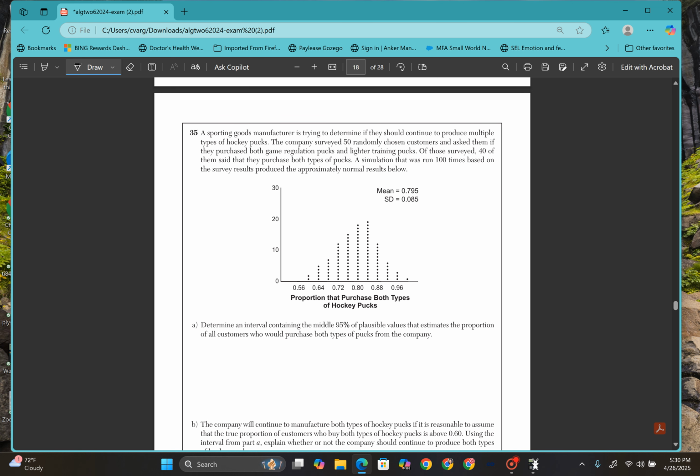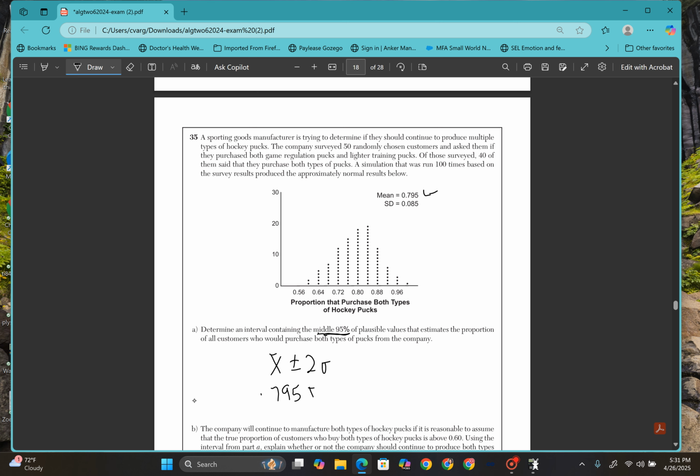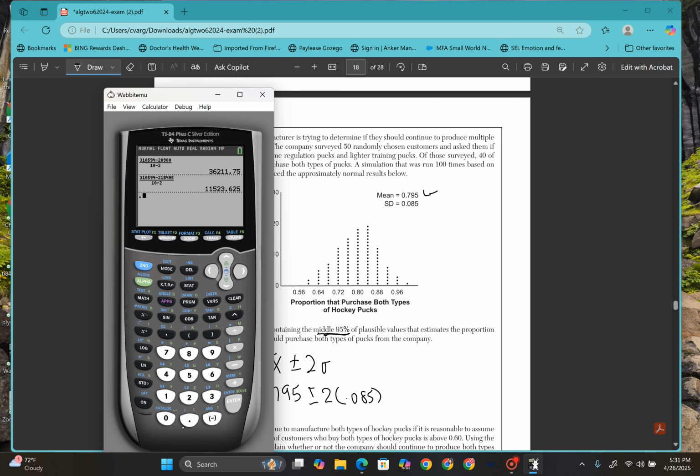Question 35. Cool. As soon as you see middle 95%, you got to think of the formula mean plus or minus 2 times standard deviation. So our mean is right here. We have 0.795 plus or minus 2 times our standard deviation, which is 0.085. So this is a straight calculator question.